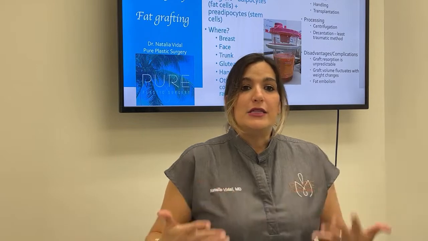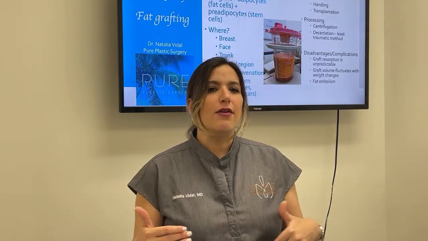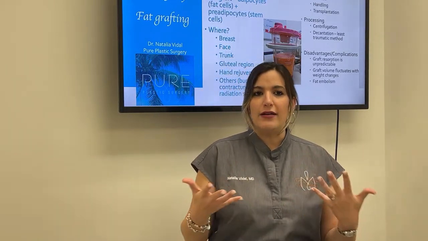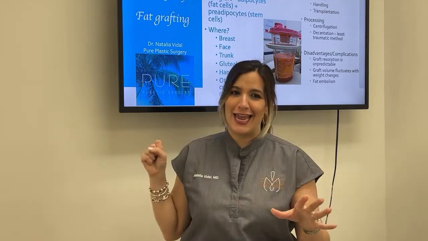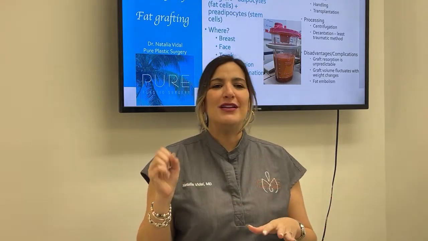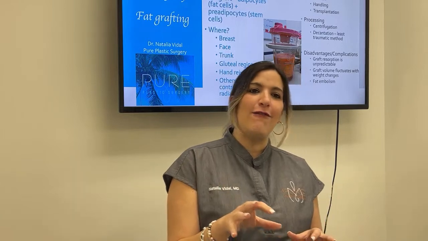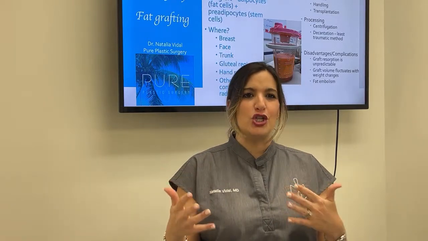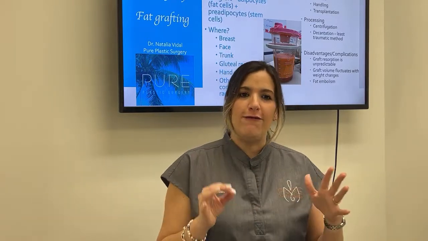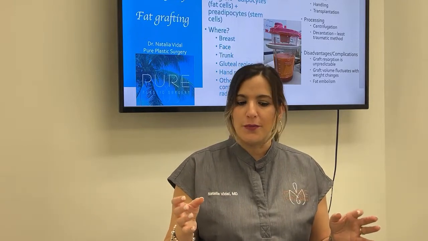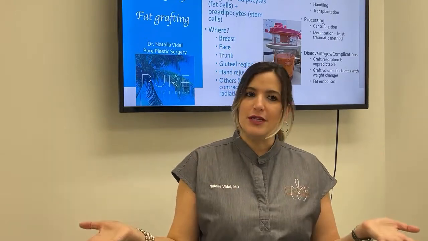The other area is the trunk. The trunk is usually an area that we don't really need to fat transfer to. We just take it out, okay? But it can be used especially for asymmetries with liposuction, areas of divot that you want to fill. Usually that's what it's used for, okay? The other big area is the gluteal region.